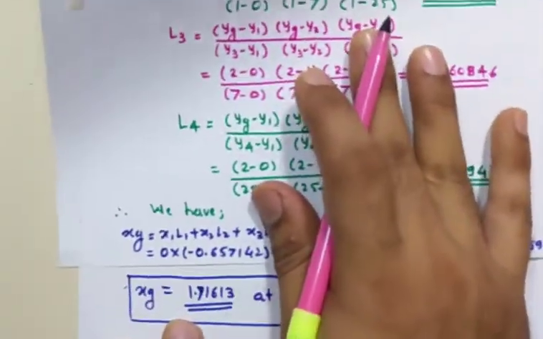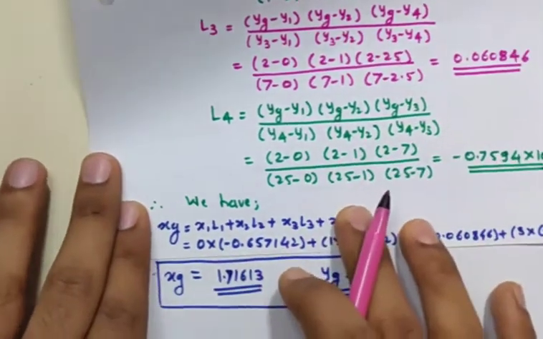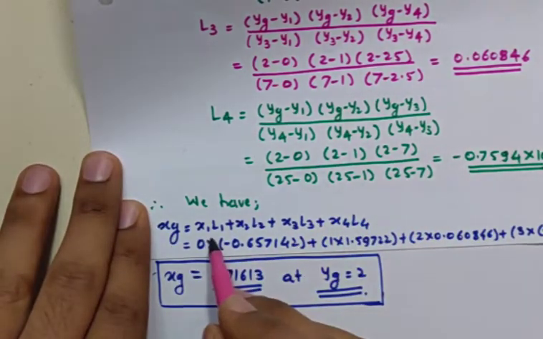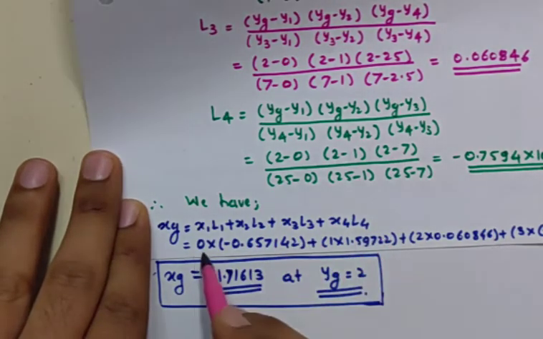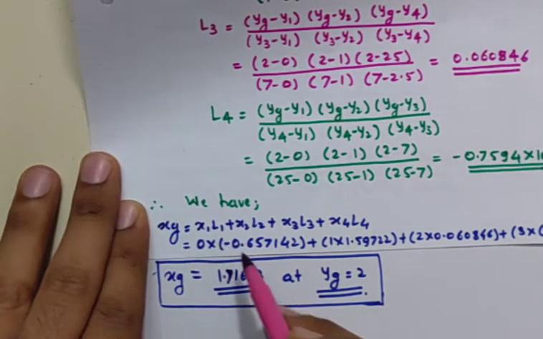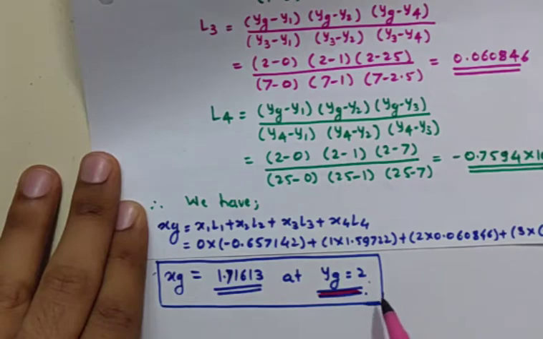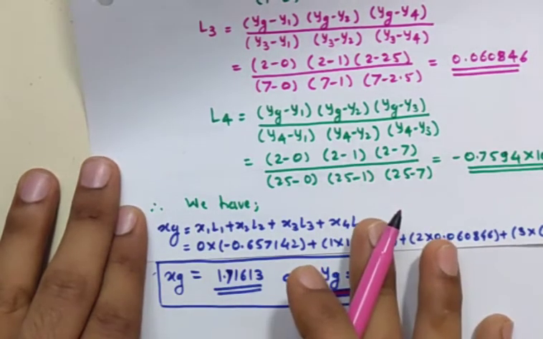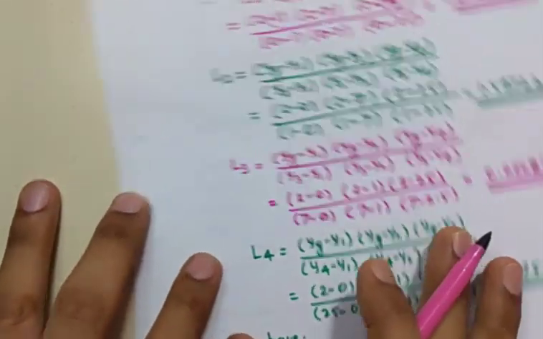Now with these different values of L, from equation 1 we have the xg value as x1 L1 plus x2 L2 plus x3 L3 plus x4 L4. Now put the values of x and the corresponding L values. So we'll get the xg value as 1.71613. So this is your xg value at yg equal to 2. So this is how Lagrange's inverse interpolation formulation is applied.